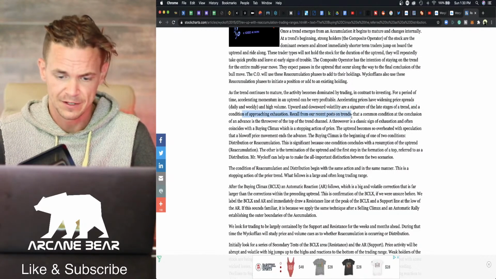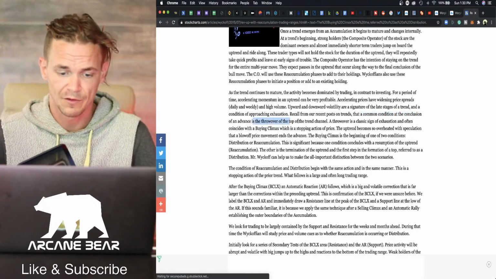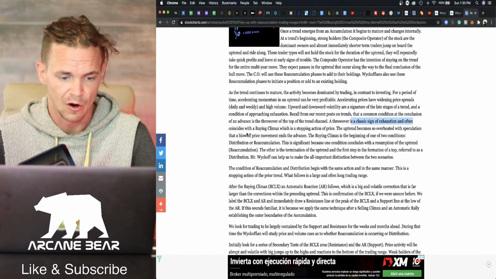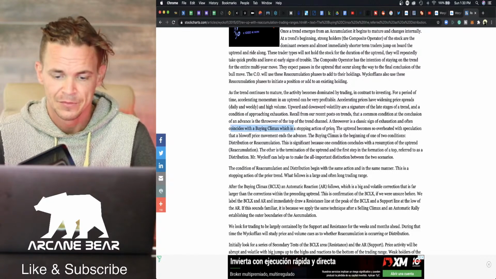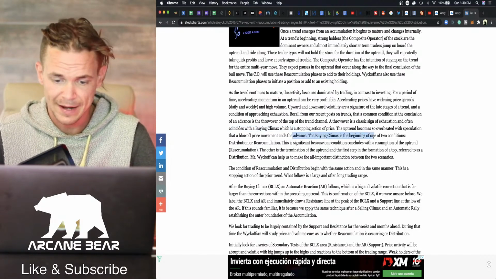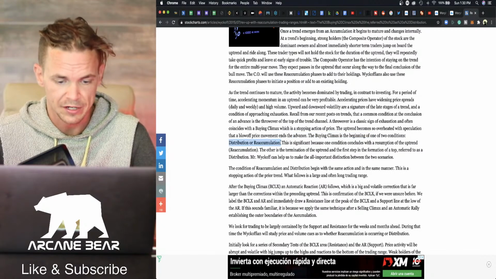Recall from our previous posts and trends that a common condition at the conclusion of the advance is a throw over the top of the trend channel, and a throw over is a classic sign of exhaustion, and coincides with the buying climax, which is a stopping action of the price. The uptrend becomes so overheated with speculation that a blow-off price movement ends the advance. The buying climax is the beginning of one of two conditions: distribution or reaccumulation.